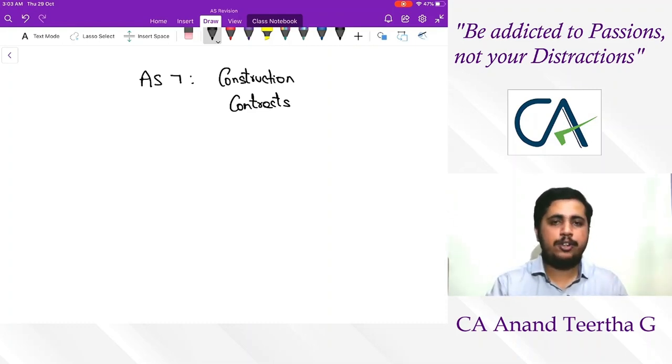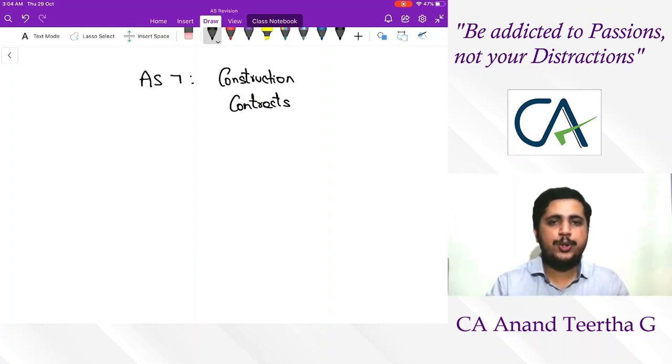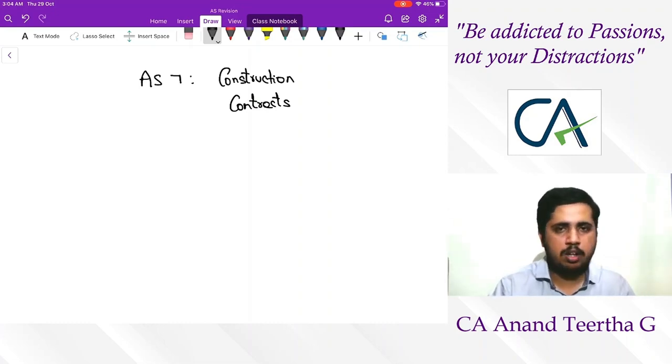Now, if you remember some of the standards, for example, AS2 specifically excluded work in progress under construction contract. If you think about AS9, which is about revenue recognition, it excludes revenue recognized out of construction contract. So construction contract is one specific accounting standard where anything and everything related to construction contracts is covered over here.